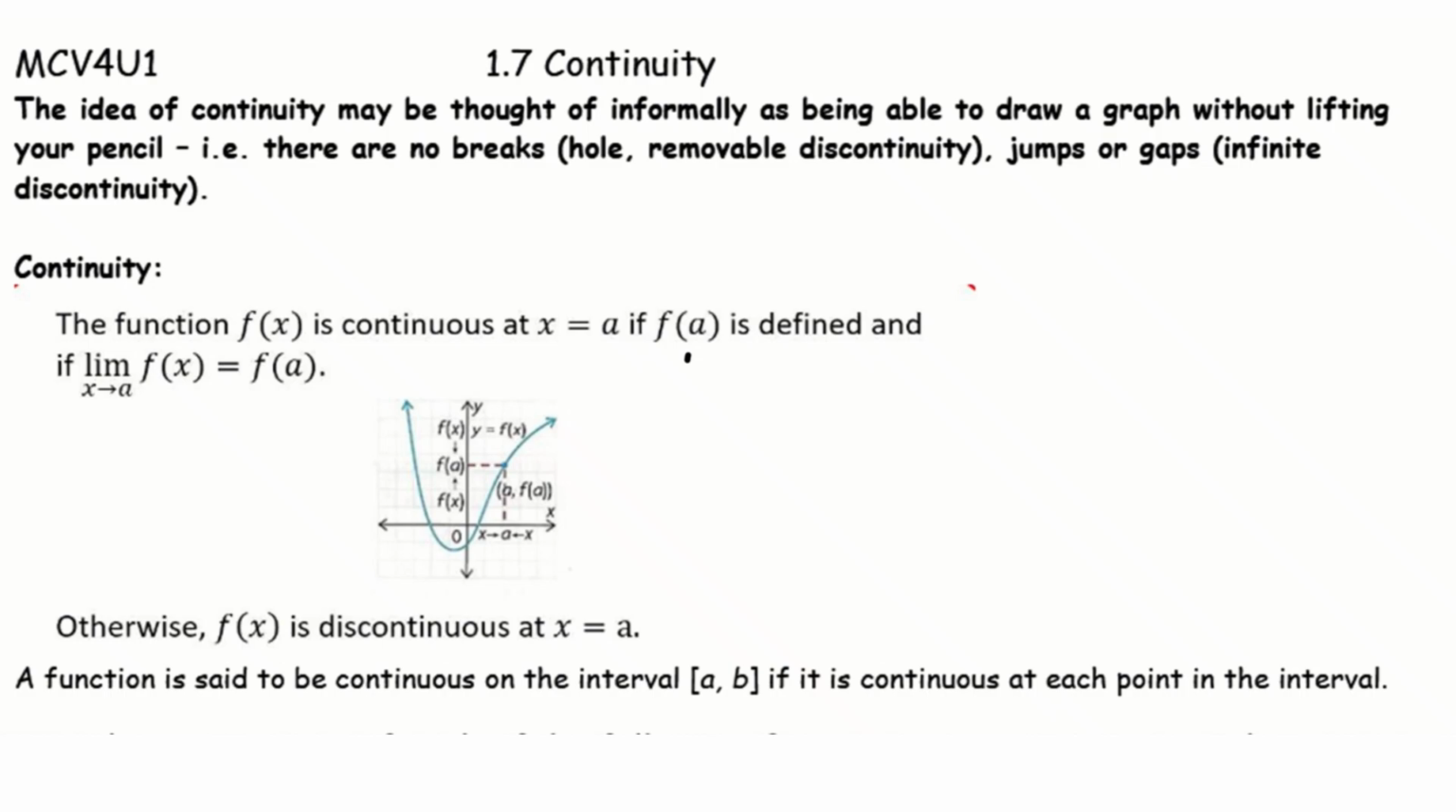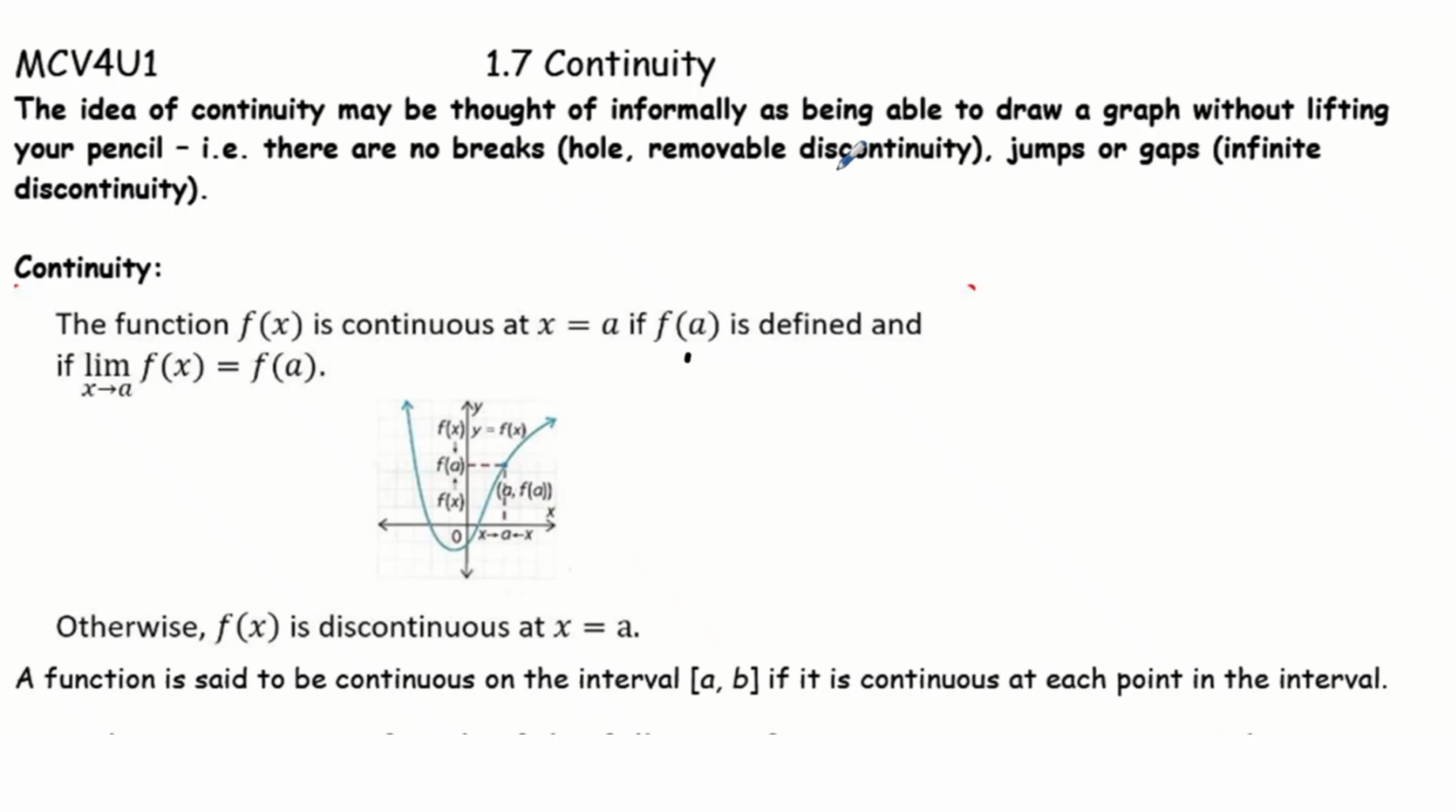In this video, we are going to talk about the continuity of a function. The easy way to test if a function is continuous or not is to graph the function and see whether you lift your pencil. If you don't lift your pencil in order to draw the graph, then it is continuous.